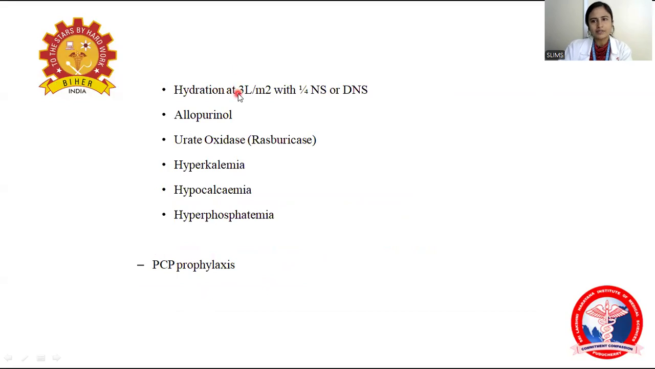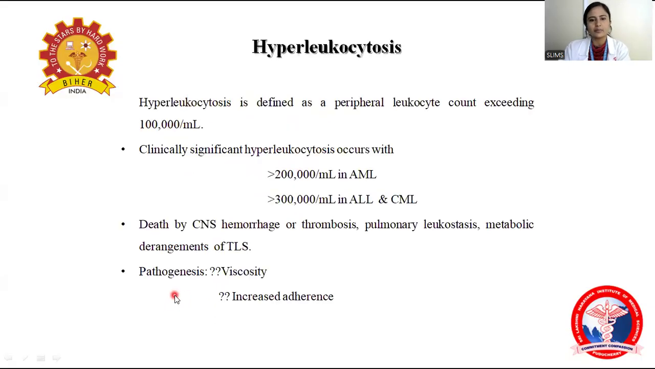So how will we manage tumor lysis syndrome? We will manage with hydration at 3 liter per meter square with either 1/4 NS or DNS, allopurinol, and urate oxidase drugs like rasburicase, and we will manage hyperkalemia, hypocalcemia, and hyperphosphatemia. For infection, we will give PCP prophylaxis.